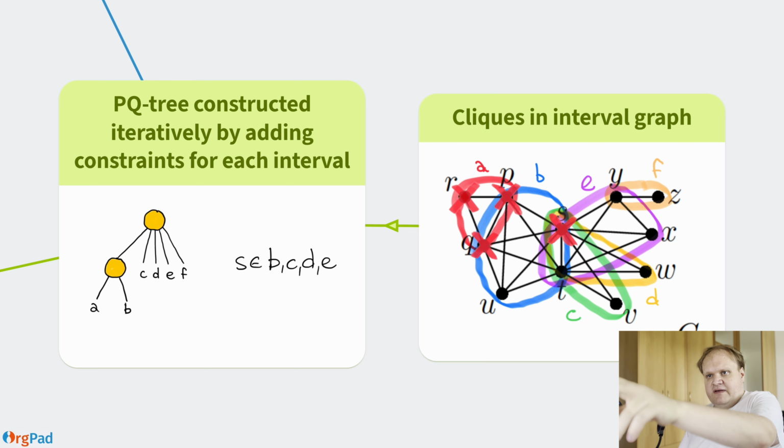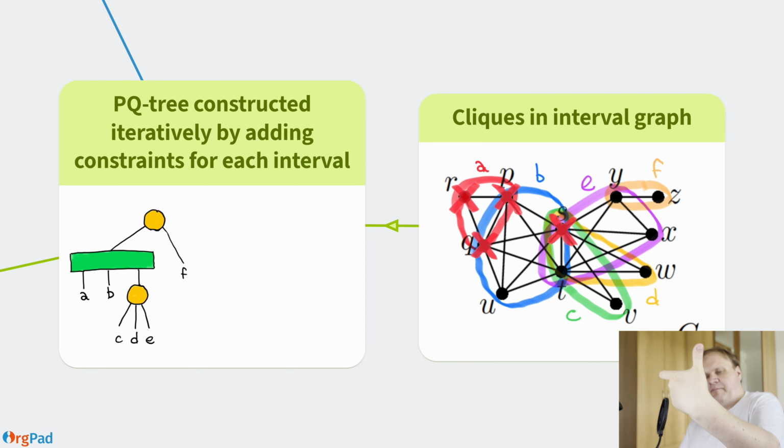So what actually happens is that, because we have two subtrees, the AB subtree and the BCDE subtree, they have to be merged together. So this is replaced by a new pattern, which is a Q node. So we have A, B, and the CDE subtree in the middle, and you can flip it in any order, and you can place F on either side. So this is now the resulting PQ3.